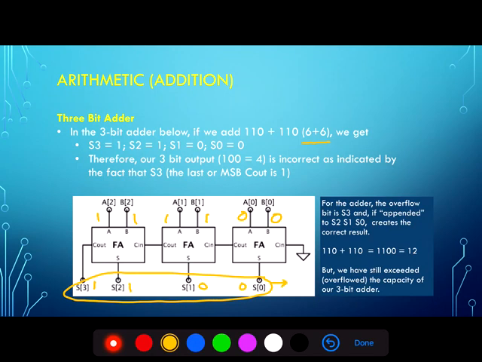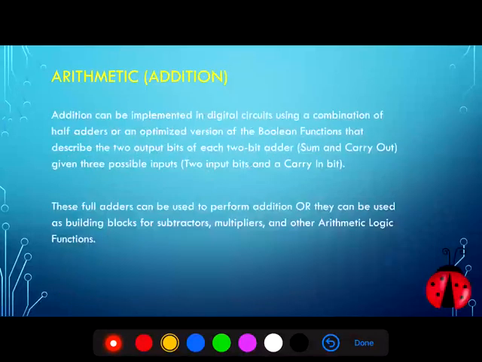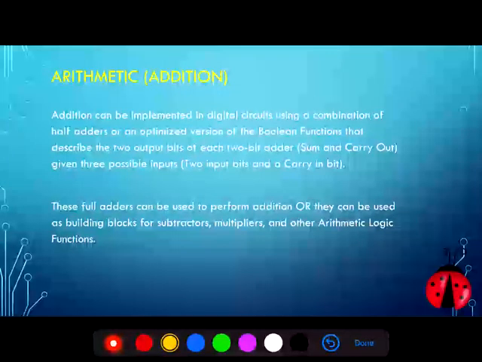So it's important when we work with full adders that we also consider the overflow. And this will become especially important when we do subtraction, where things aren't so intuitive. So in this session, we've taken a look at how to add using both half adders and full adders. Now, full adders can be used to perform addition, or they can be used as building blocks for other functions like subtraction, multiplication, and other arithmetic functions. Full adders can be made out of gates, as we discussed in this session, or put together using multiple half adders. And that's all for addition and adders today.